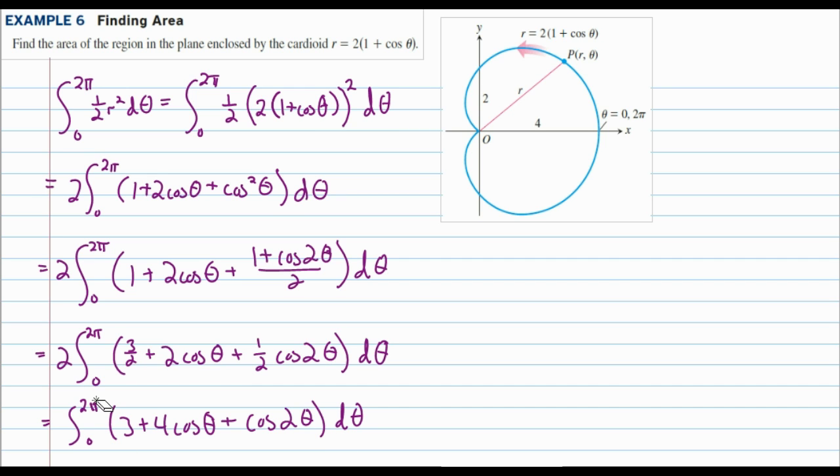And then if I take this integral from 0 to 2 pi, I could easily do this by hand, but I will get 6 pi minus 0, which is 6 pi after evaluating from 0 to 2 pi. So there are 6 pi square units within this cardioid.